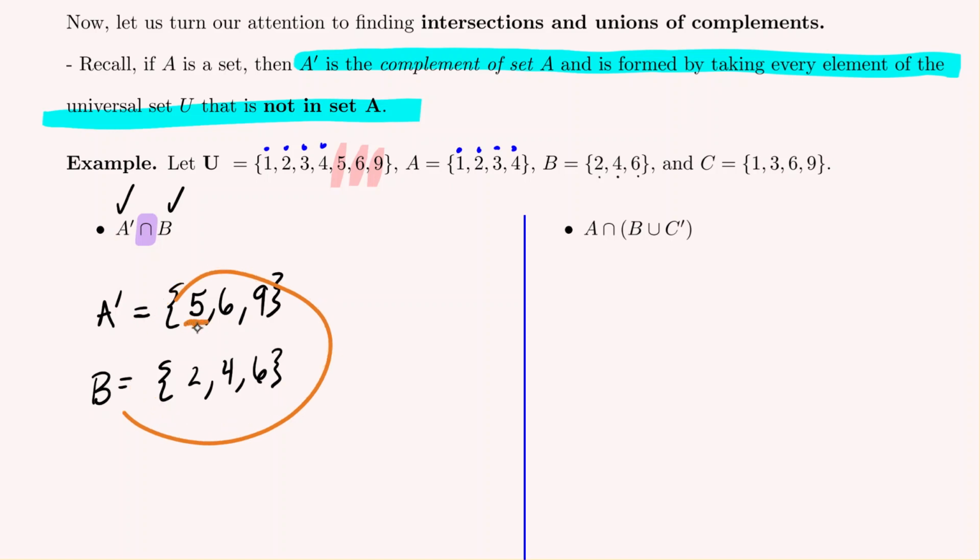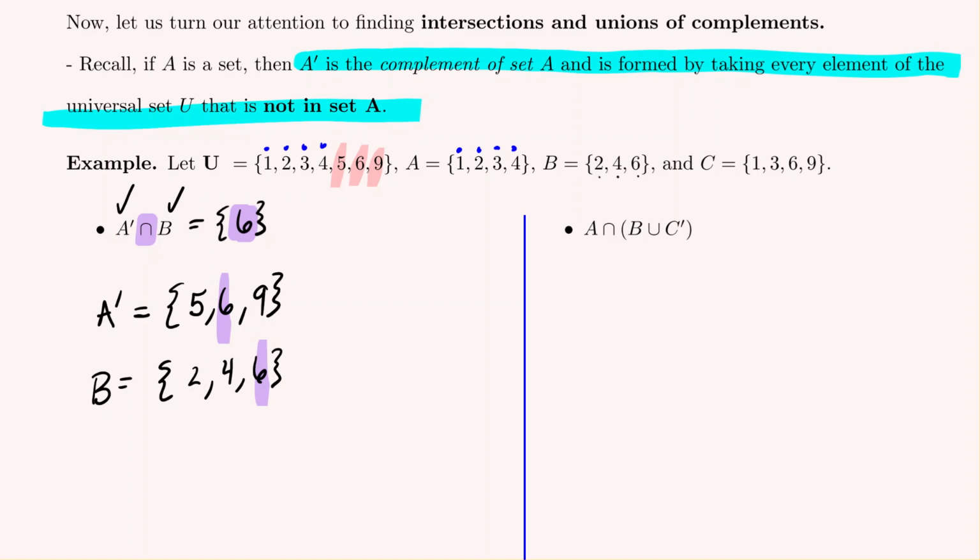5 is in A complement, but it's not in B, so it should not belong to the intersection. 6 is in A complement, but it's also in B, so it should belong to the intersection. 9 is in A complement, but it's not in B, so it's not in the intersection. 2 is in B, but it's not in A complement. 4 is in B, but it's not in A complement. 6, we've already clarified, should be in the intersection. So the intersection is the set which only has the element 6, because it is the only element that's common to both A complement and B.